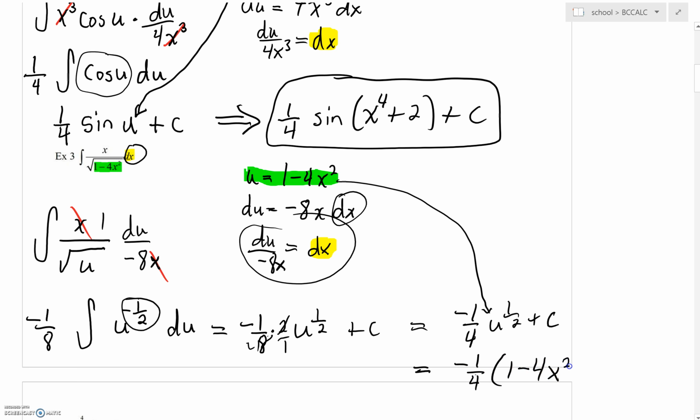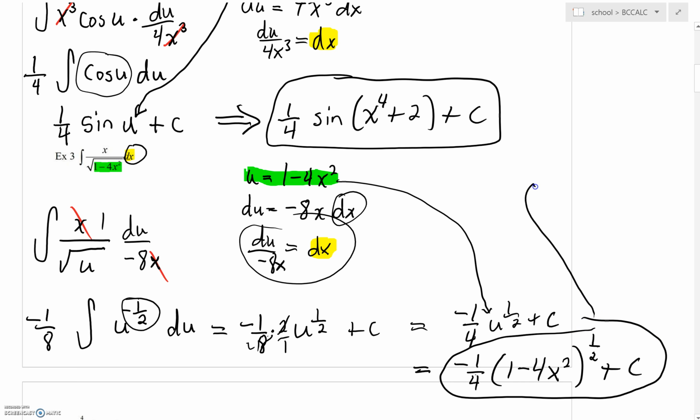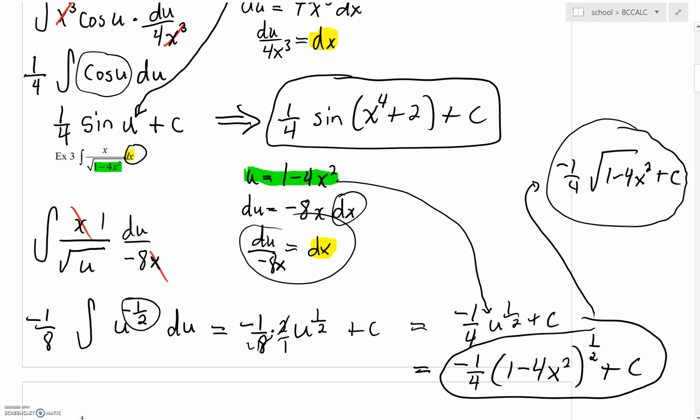Now, could we write this as an actual square root? Indeed, we could. Another way we could have written this, it's very possible that Professor Stewart would write it like this in the textbook. This would also be right. But regardless of how you're writing it in exponential form or radical form, you could quickly take a derivative and confirm that you're right.